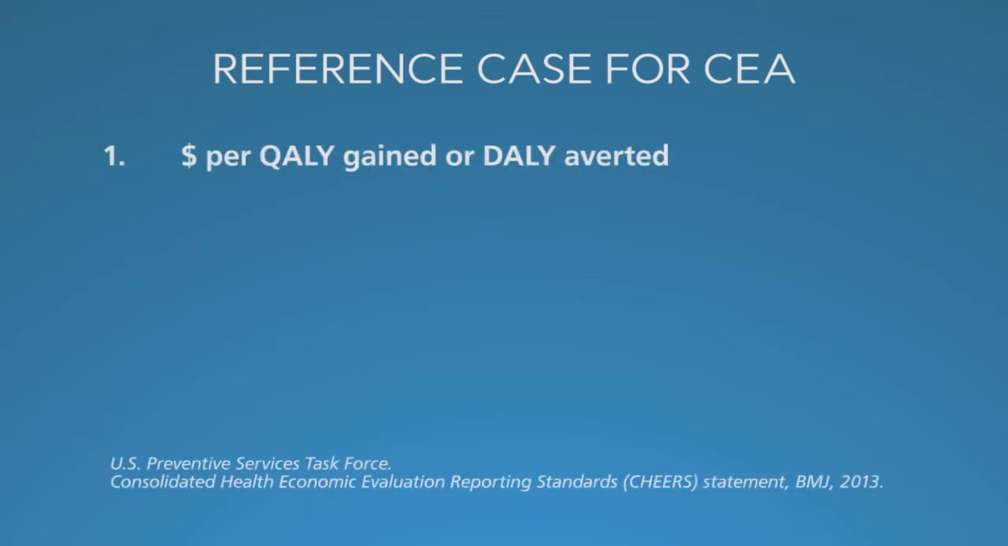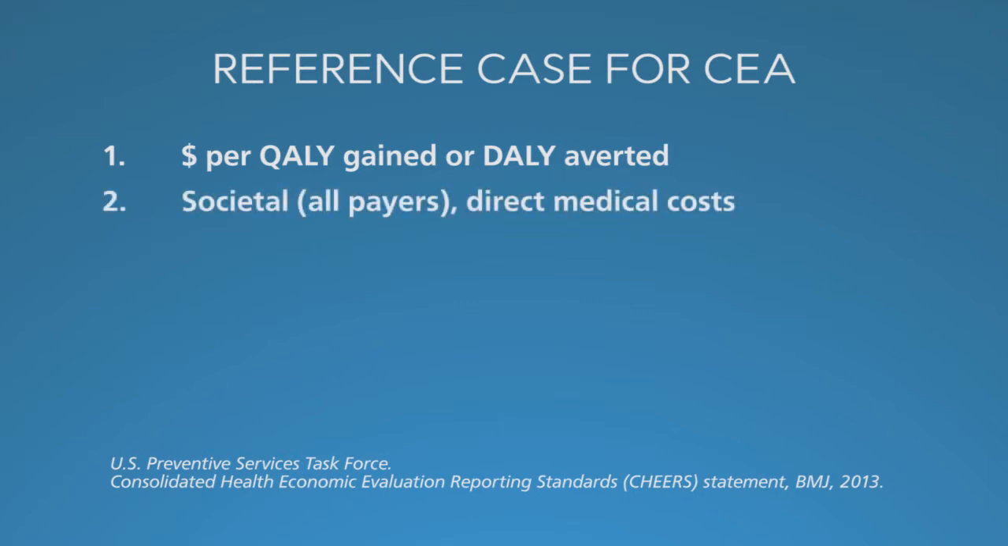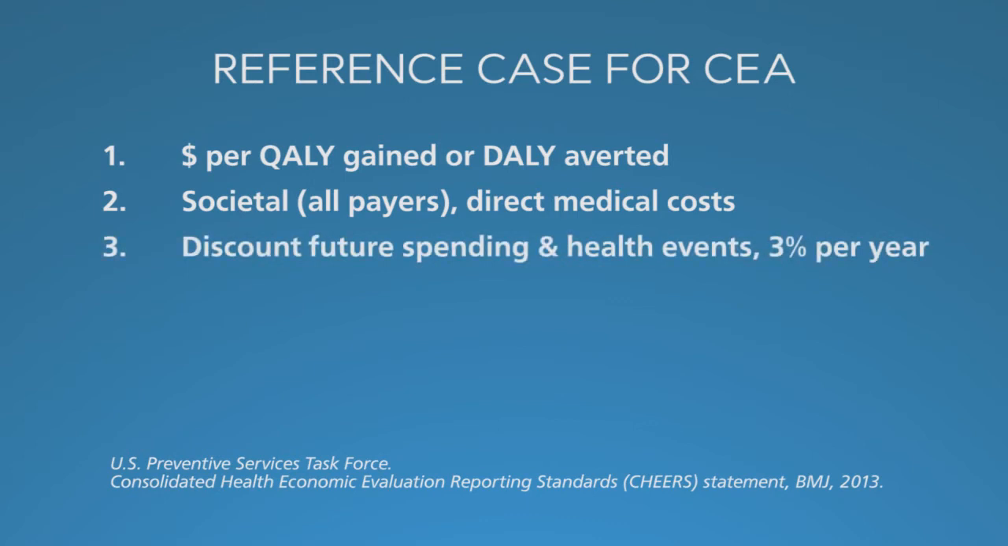The reference case is the analysis configuration that should be included in every CEA, according to advisory bodies. This fosters comparability. Other results can be reported too, for example with different health outcomes. The reference case includes 6 issues, which we've mostly covered. The cost effectiveness results should include net costs per DALY averted or QALY gained. Costs should be societal, included regardless of who pays, for direct medical costs. That means it's okay to omit non-medical costs like taxis and time costs to patients. Future spending and health events should be discounted at 3% per year to reflect time preferences.